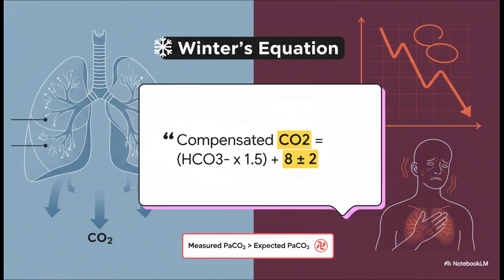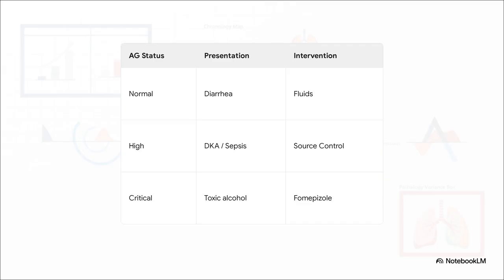If their measured PaCO2 is higher than that expected calculation, your patient is spiraling into a simultaneous, uncompensated respiratory acidosis. Their ventilatory drive is actively failing. Now let's categorize this metabolic onslaught with our severity invasiveness scale. The anion gap is your best compass here.